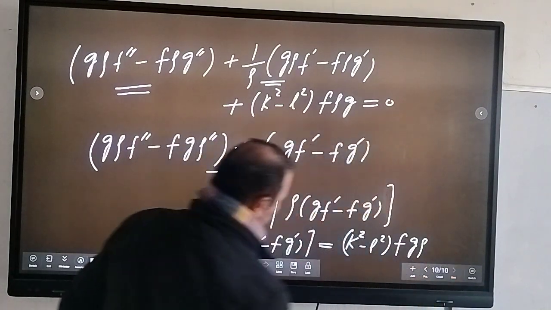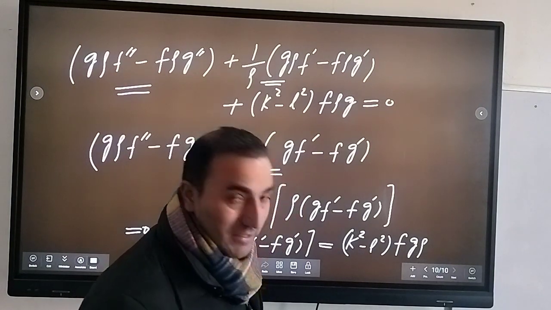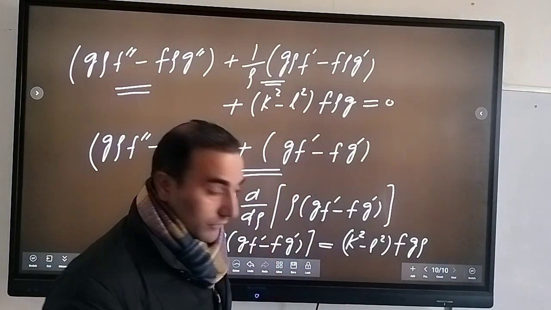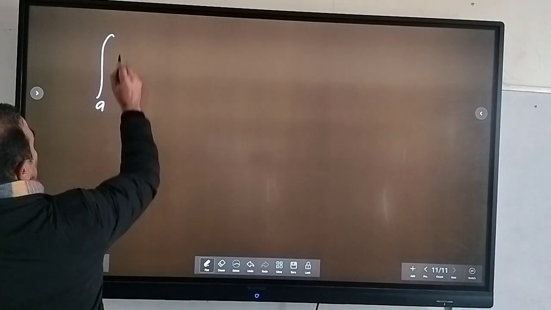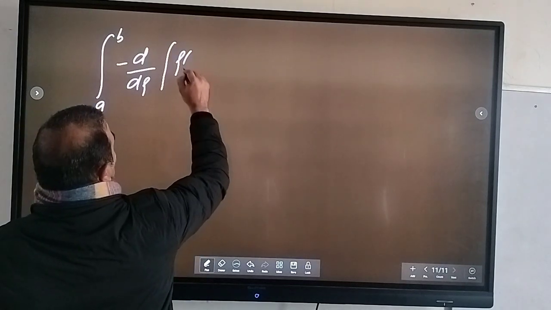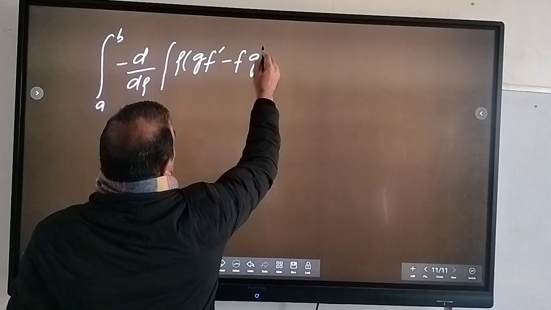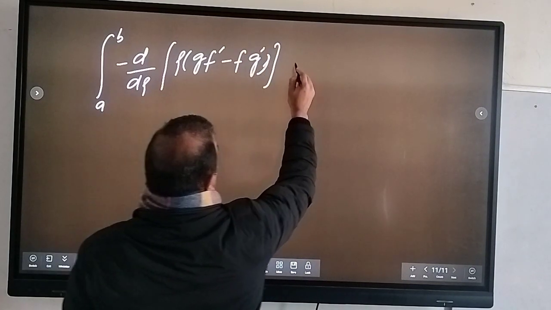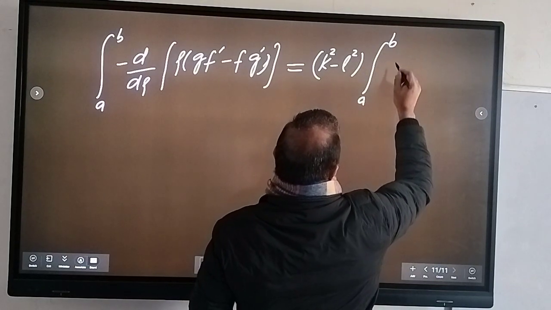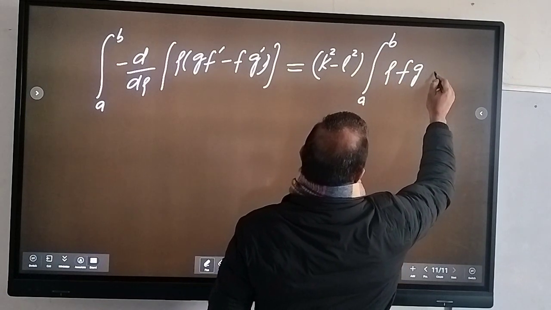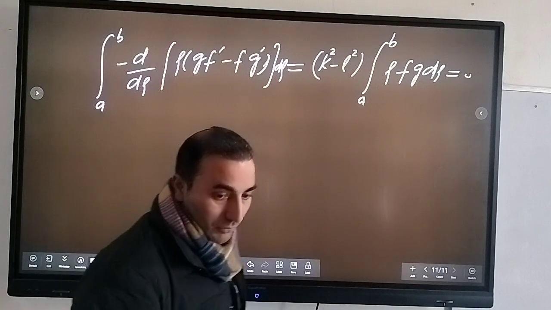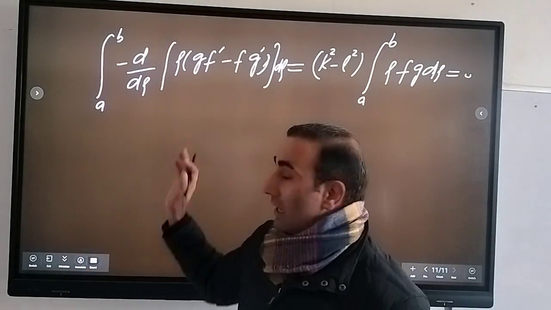Okay. Now you integrate this equation. If you integrate this equation between limits a and b, you need to integrate it between limits a and b in such a way that our left hand side should be equal to 0. So I need to integrate this equation from a to b. What I'm saying is that we need to choose the limits a and b in such a way that our left hand side will be equal to 0, right?